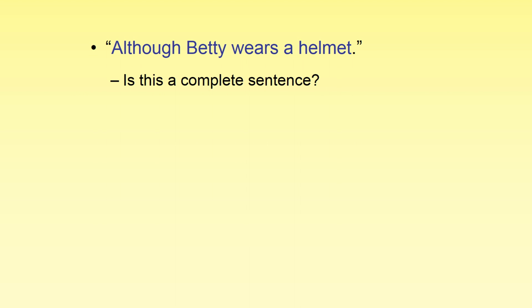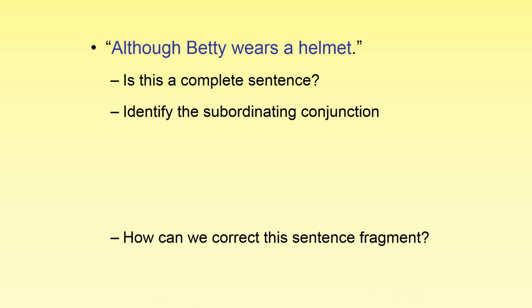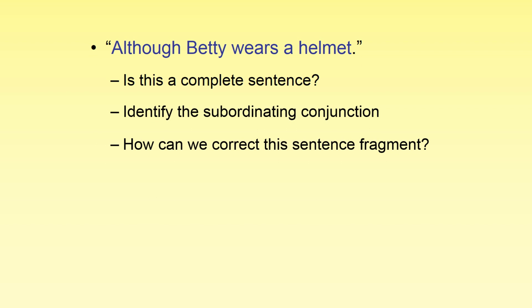Let's take a look at an example. Although Betty wears a helmet. Is this a complete sentence? When you say it out loud, is it a complete thought? Although Betty wears a helmet. It kind of leaves you hanging, doesn't it? Can you identify the subordinating conjunction in this fragment? How do you think we can correct this problem?